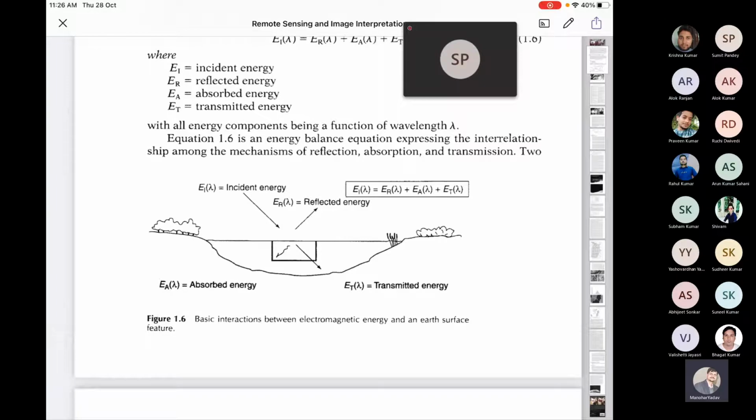So 100% energy is divided in three parts. At a particular wavelength, let's say the proportion is 50, 20, and 30. If you change the wavelength, even if the feature is the same, the proportion could change. It could be 40, 40, 30, and 40, 30, and again 30.